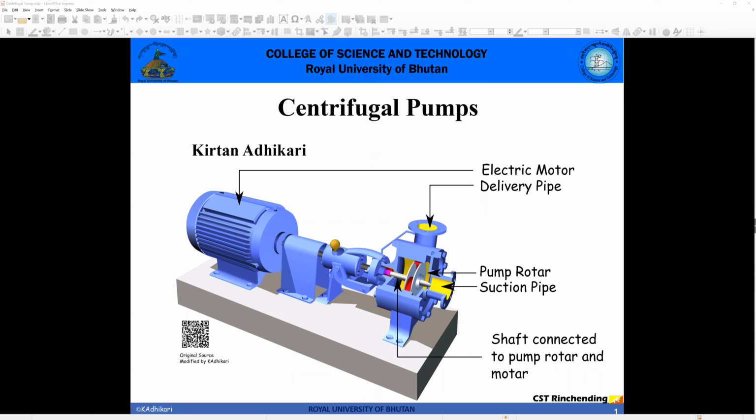So today we are going to start with a new chapter, that is centrifugal pumps. I believe most of you must have heard what a pump is and what it is used for. So today we are going to study the main function and how it operates. Okay, so that is what we are going to study today.